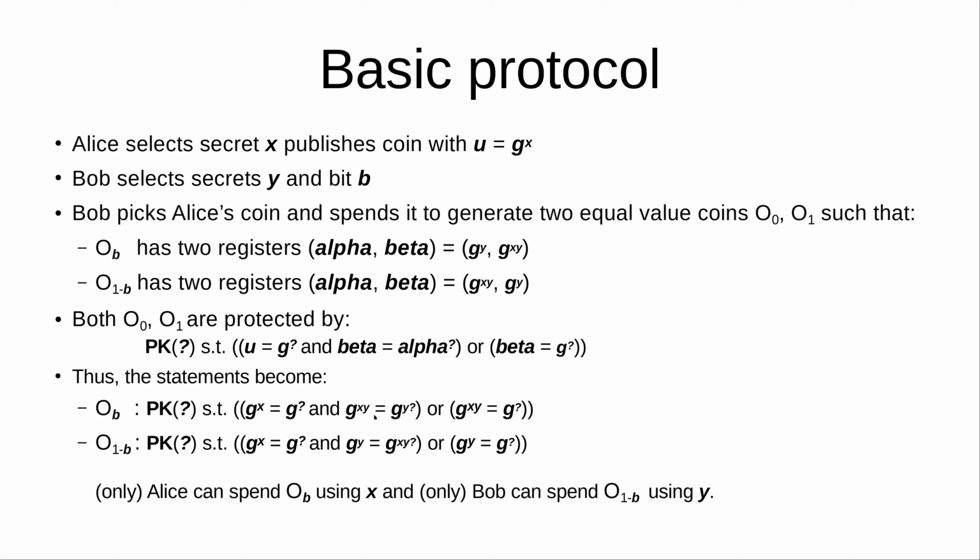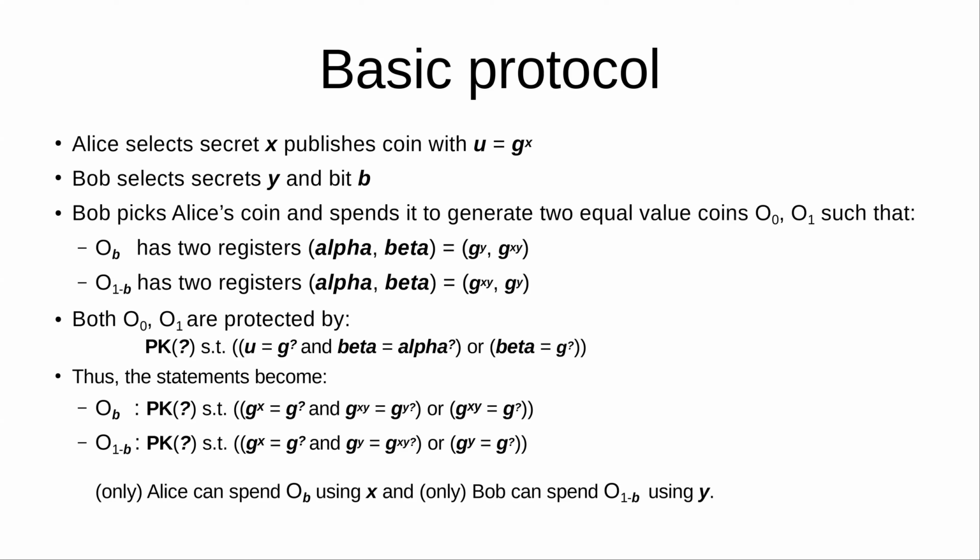Alice can prove O_B because Alice can prove the left-hand side. And nobody can prove the right-hand side, because to prove it you need to know xy, which nobody knows. Alice knows x, Bob knows y, but nobody knows the product of them. So the right side cannot be proved by anybody. What Alice can do is simulate the right side and generate a fake proof. The simulator will work for this, and for the left side she will create a proper proof using her secret x, and she can spend this box using this technique.